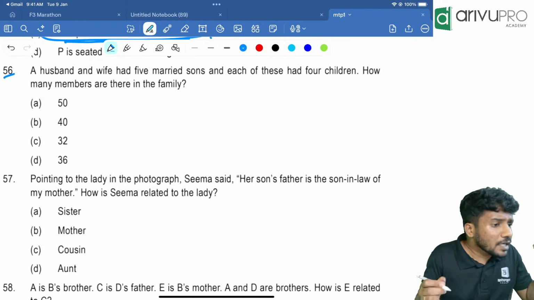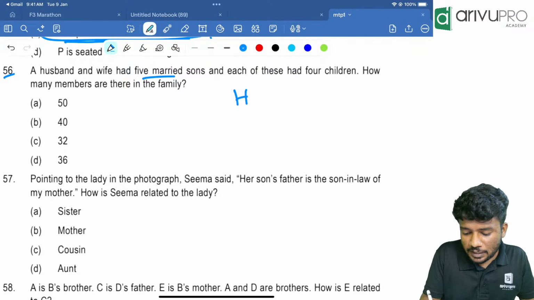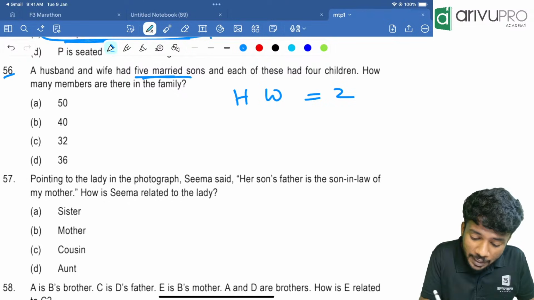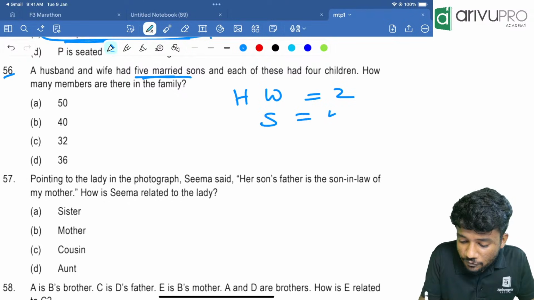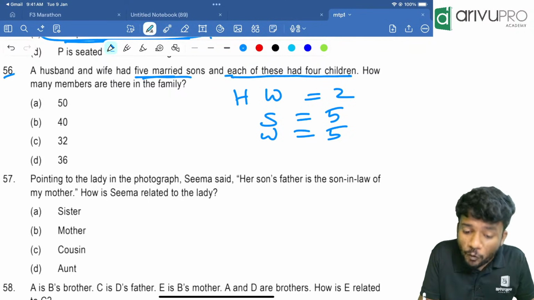A husband and a wife had 5 married sons. Okay, husband is there, then wife is there. That means how many people? 2 people. They have how many married sons? Sons are 5. Then they will have how many wife? 5 wife. Okay. Then each of them had 4 children.